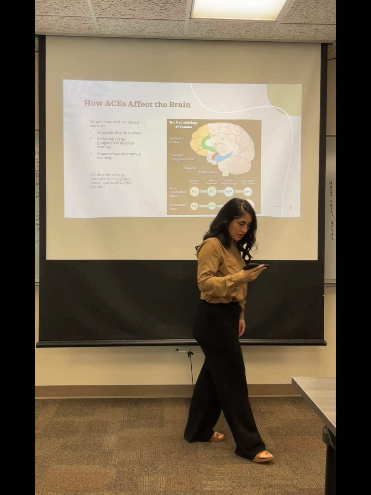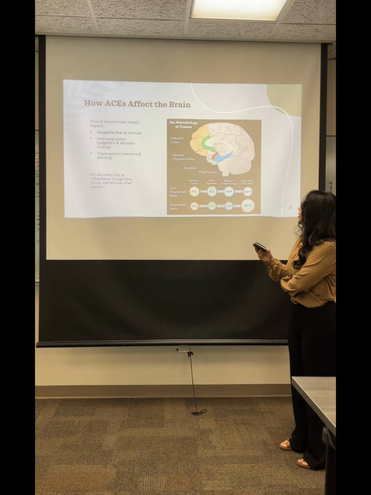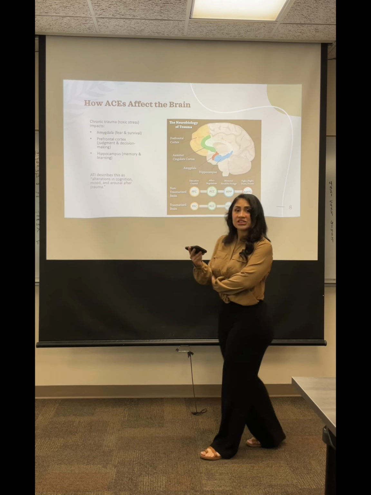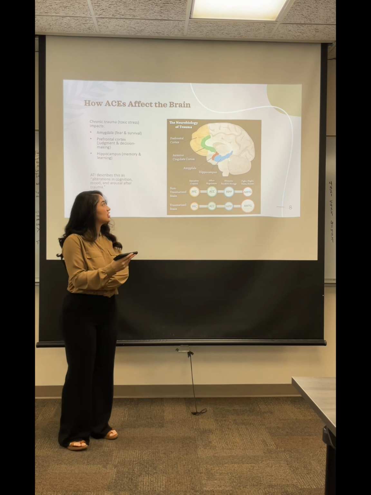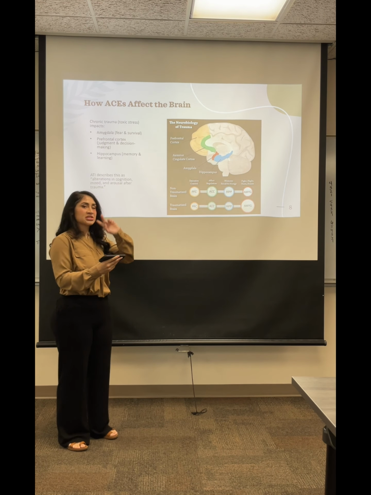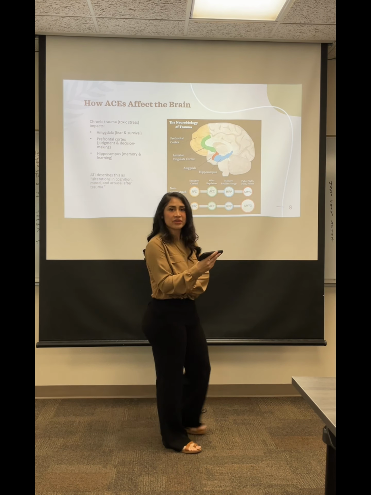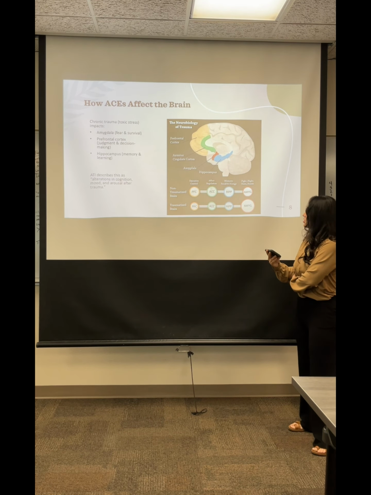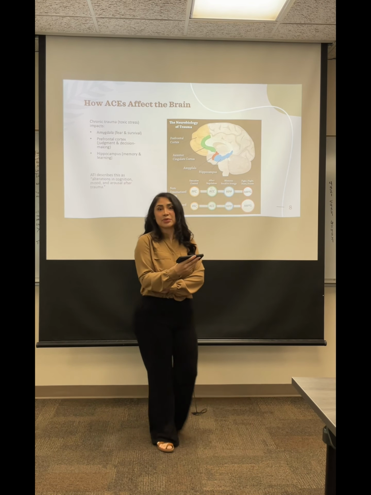Okay, so how does ACE affect the brain? So let's look at the biology. Early trauma literally changes the brain. When a child experiences ongoing stress, without the buffer support of supportive relationships, their brain development is always in survival mode. This causes an overaction of the amygdala, which is responsible for detecting threats, making the patient hypervigilant.